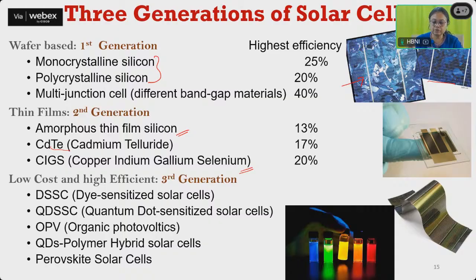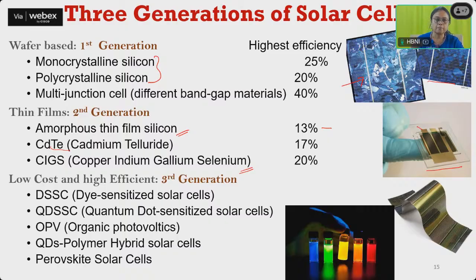For amorphous silicon, the efficiency was just 13%. For cadmium telluride, it was around 17%. And this CIGS, copper indium gallium selenide, is around 20%. They are made on a glass substrate, then the films are deposited and contacts are taken. Then came the third generation, and work is still going on.